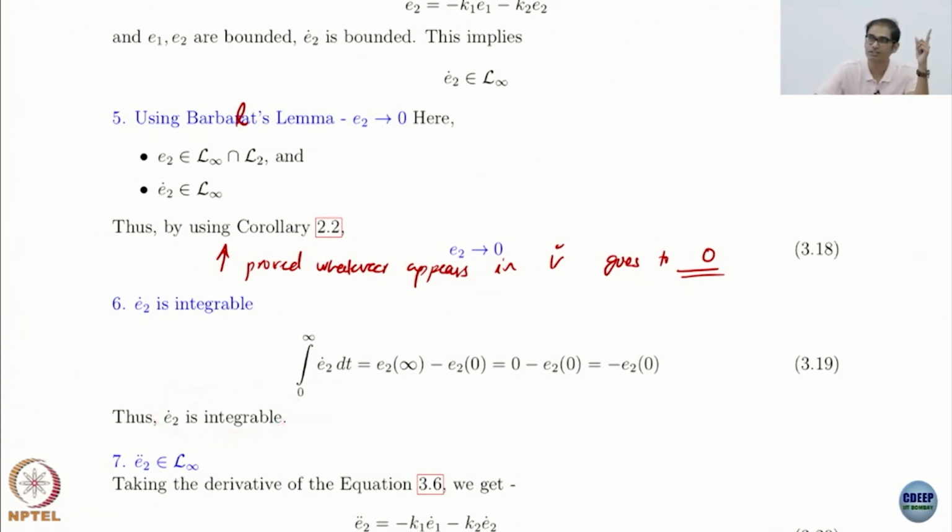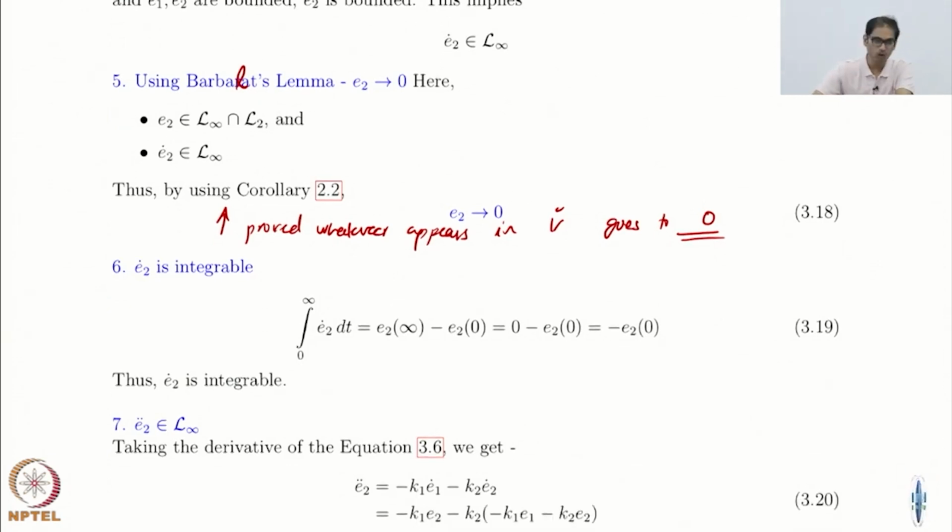We satisfied the first requirement of Barbalat's lemma. What was the second requirement? That the signal be uniformly continuous. So, integrable and uniform continuity. How do I prove it is uniformly continuous? Take the second derivative, right? The derivative of this should be bounded.